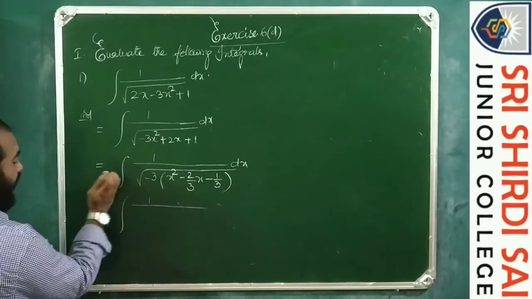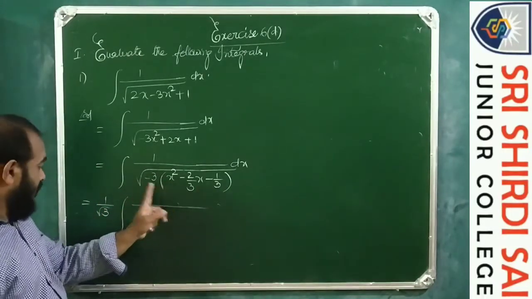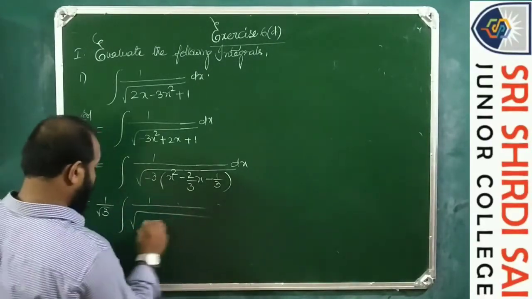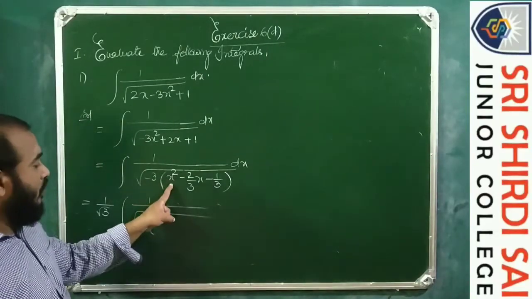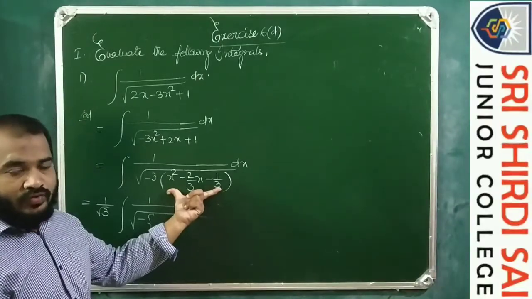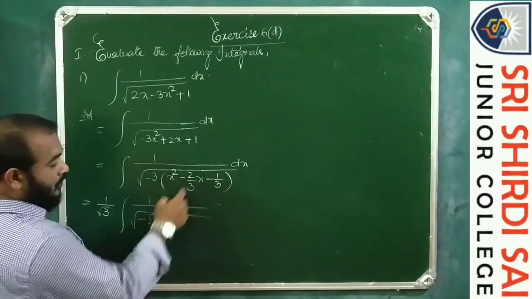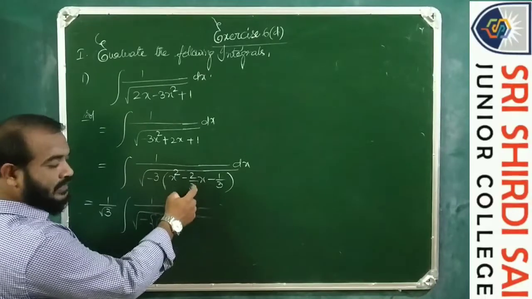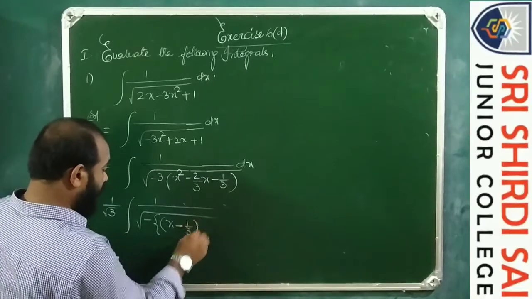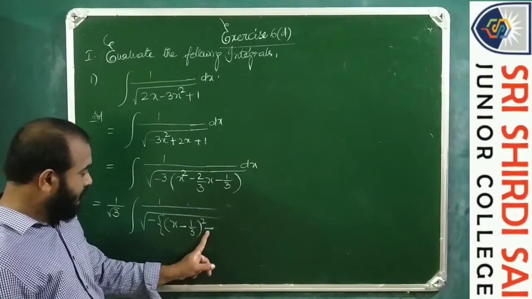This is equal to integral. Here 1 by root 3 I am taking outside the integration. So here minus of x square minus 2 by 3x minus 1 by 3. So we have to convert this into (a minus b) whole square. We have discussed the shortcut as well. For x square, you write x minus, the coefficient of x is 2 by 3. Take half of it: 2 by 3 into 1 by 2. 2 gets cancelled, so 1 by 3. Complete the square.